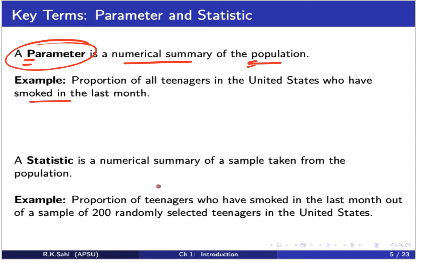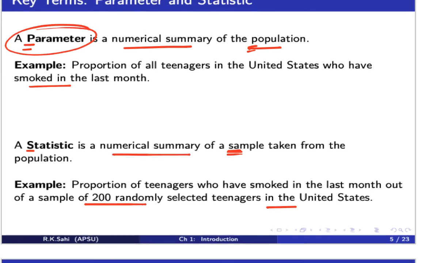On the other hand, if you're looking at samples, so if you're taking a handful of samples from the whole population, the numerical summary of a sample is called a statistic. And note that the S of statistic rhymes with the S of sample. So let's look at an example: the proportion of teenagers who have smoked in the last month out of a sample of 200 randomly selected teenagers in the United States.